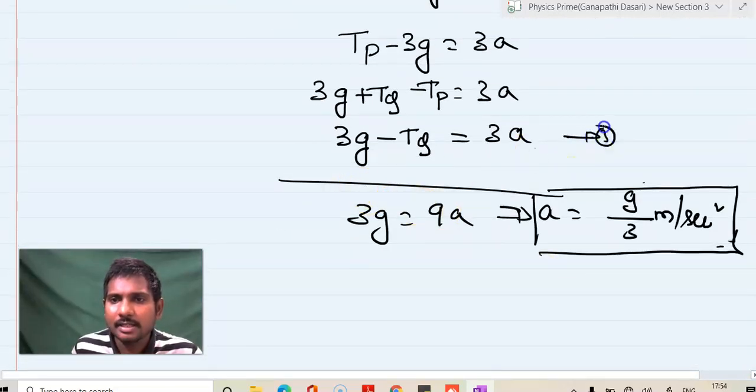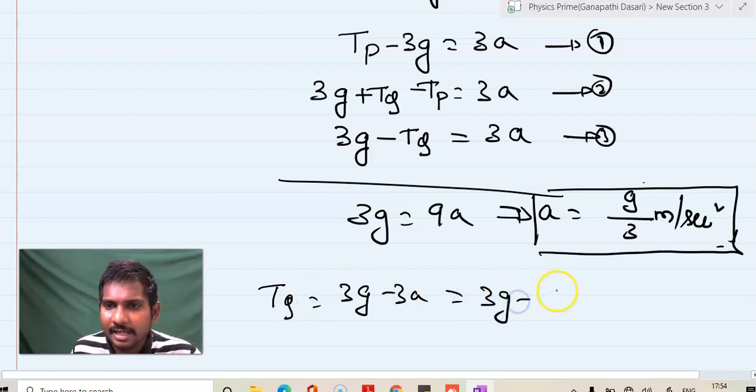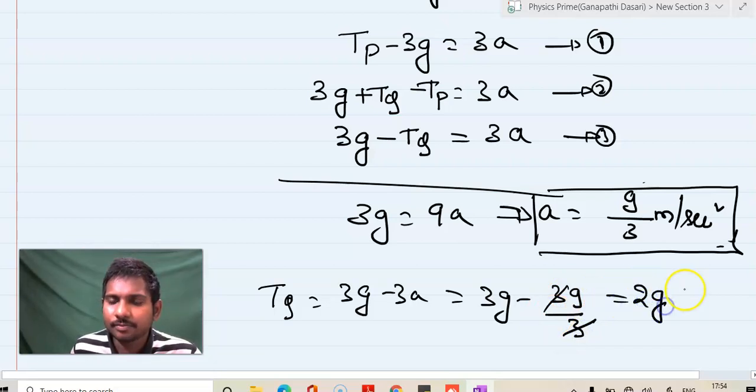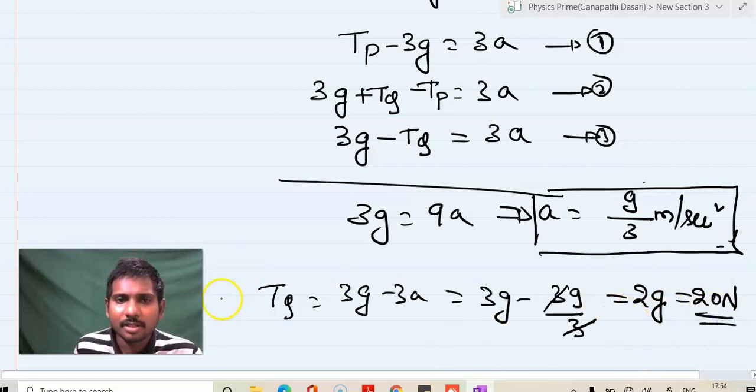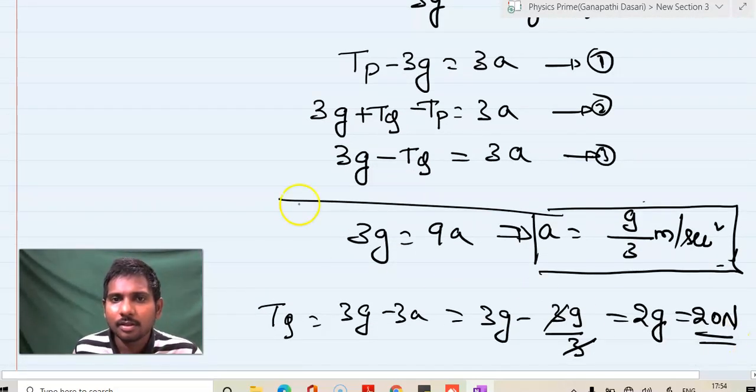So let us solve the other question also. This is 3, 2, 1, 3 equations if I consider. Substituting A in the third equation, TQ is equal to 3G minus 3A. 3G minus 3A is how much? 3G minus 3G by 3, that is 2G. If I take G considered to be 10 newtons, the TQ will be 20 newtons. Substituting TQ in second equation is not required, directly TP you can get from the first equation.